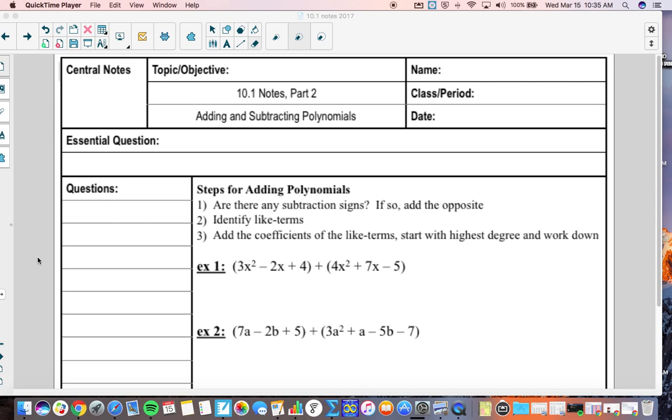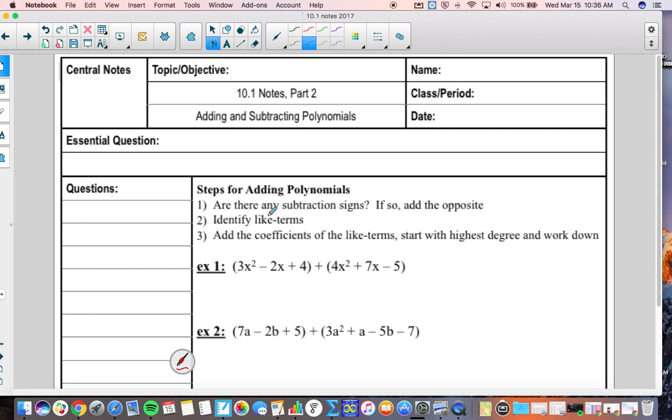Combining like terms, adding polynomials together. We've talked about combining like terms back in October. Now we're going to be adding polynomials, which is really a very, very similar topic. It's the same idea. So, quick recap.